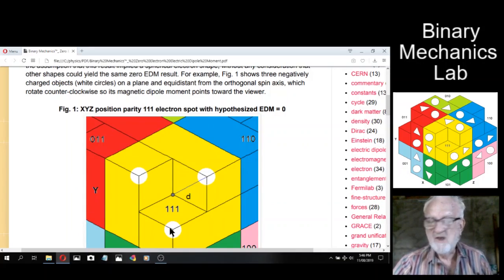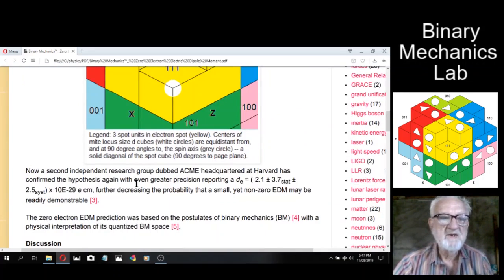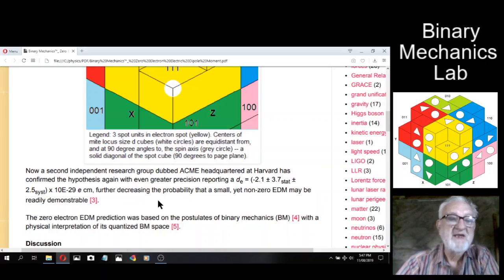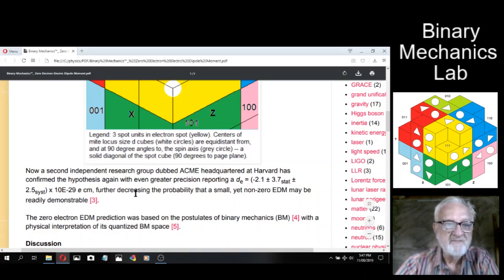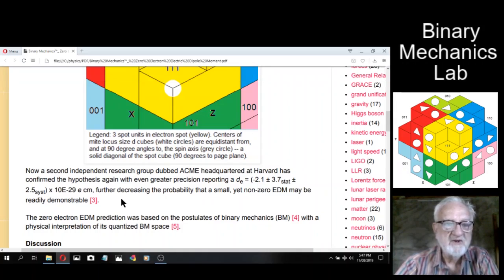Now a second independent research lab dubbed ACME, headquartered at Harvard, has confirmed the hypothesis again with even greater precision, reporting a very small EDM, further decreasing the probability that a small yet non-zero EDM may be readily demonstrable. The zero electron EDM prediction was based upon the postulates of binary mechanics with a physical interpretation of its quantized space and nothing else. That's what we call a derivation of a constant in physics based upon first principles.